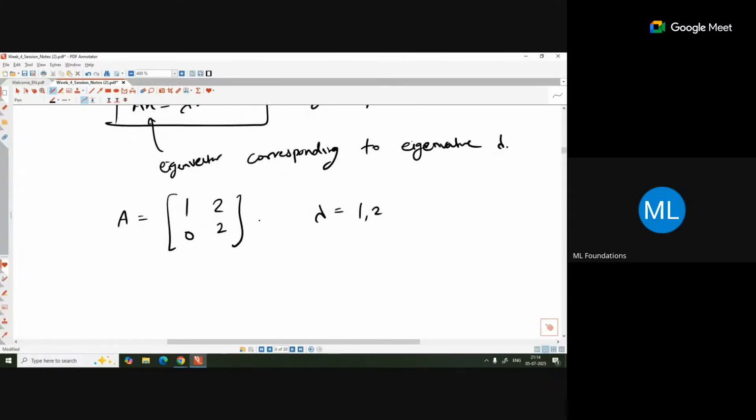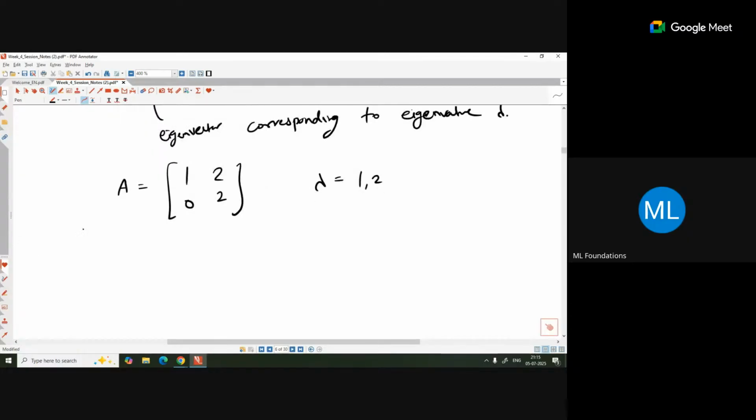Why? Because this is an upper triangular matrix, right? The eigenvalues of an upper triangular, lower triangular, and diagonal matrix are the diagonal elements. I hope all of you know that. And if you don't know, let's say if I don't remember that property, what should I do then? I will find the characteristic equation, find the determinant of A minus lambda I, and equate it to 0.